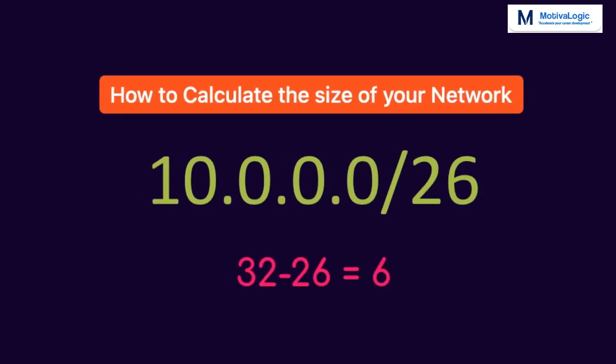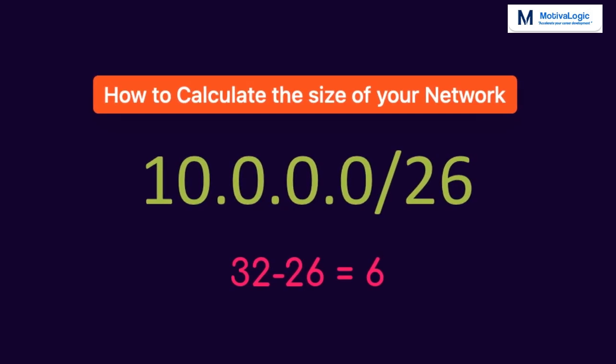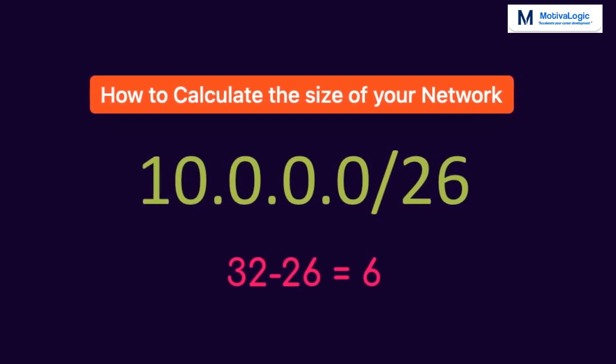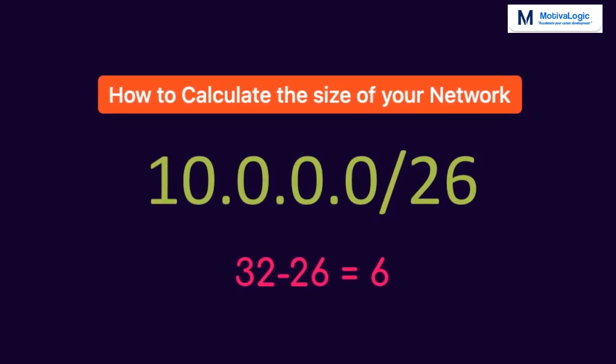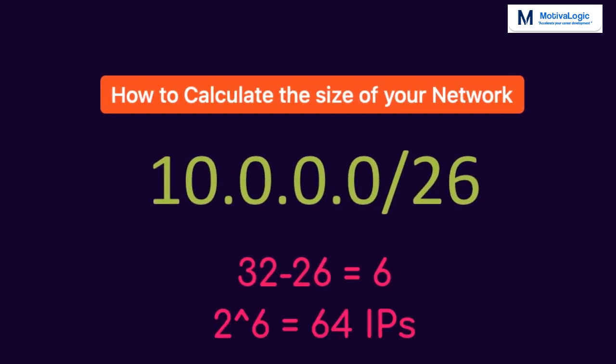That means, when we look at the CIDR block 10.0.0.0/26, the /26 tells us that 26 bits are being used for the network portion of the address, leaving the remaining bits for the host addresses. So, to find out how many bits are left, we subtract 26 from 32, which equals 6. This means we have 6 bits available for our IP addresses.